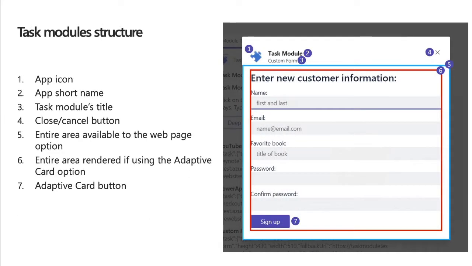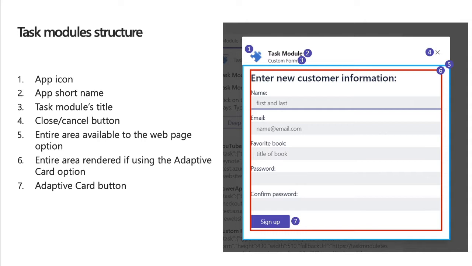Let's look at the basic parts of a task module and how they're being rendered. For the first one that you see there, number 1, that's the icon for your app. Number 2, that's your app's short name. Number 3 is the task module's title specified in the title property of the task info object that we'll see when we get to the code in a few minutes.